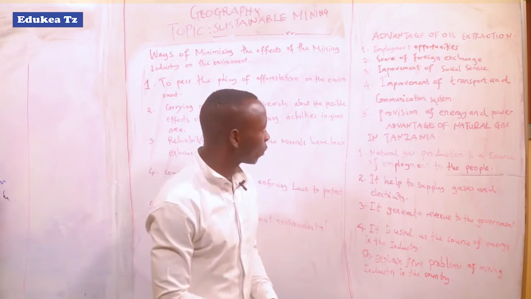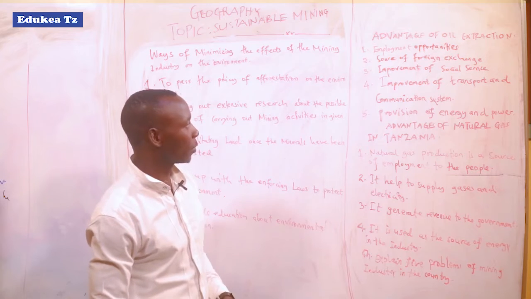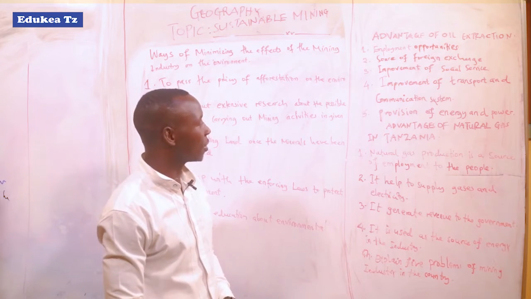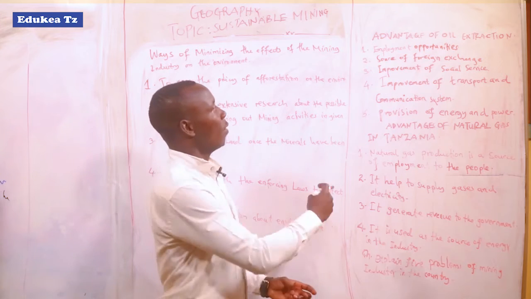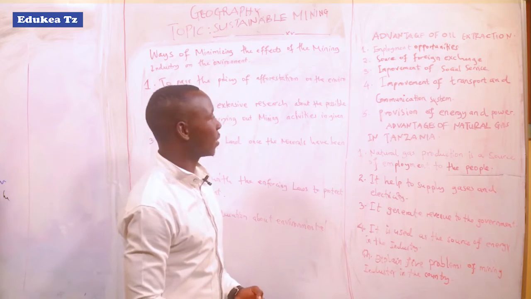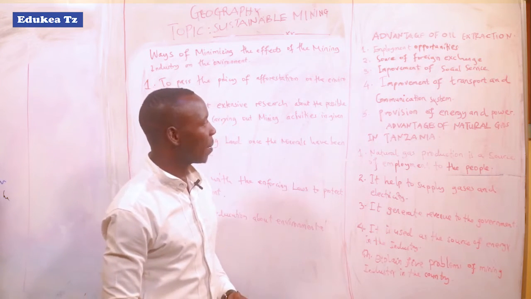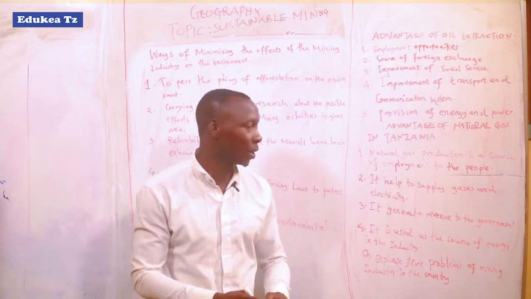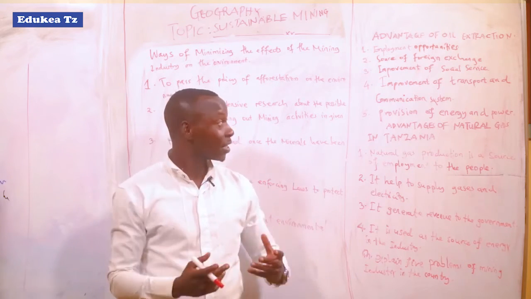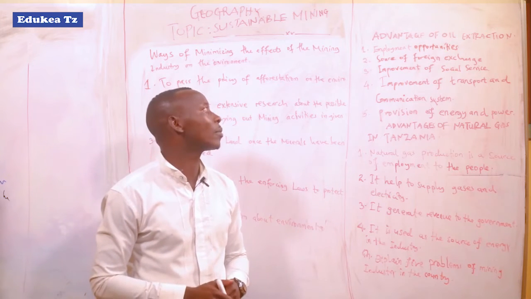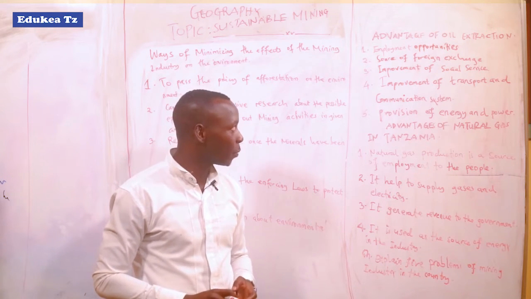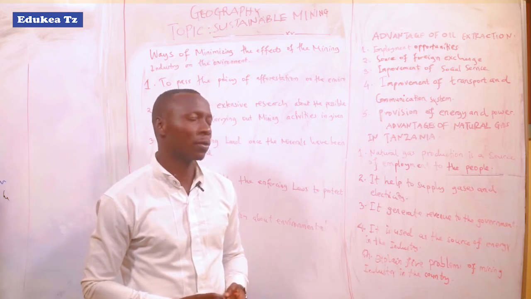Point number 2, source of foreign exchange. The source of foreign exchange is due to people moving from one area to another for the need of that oil. So they come with their own money, whereby they change that currency so that they can buy those raw materials.